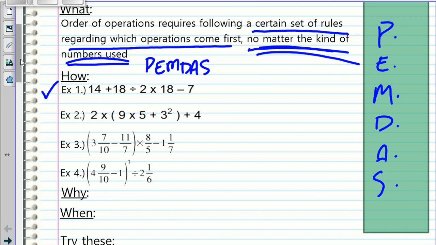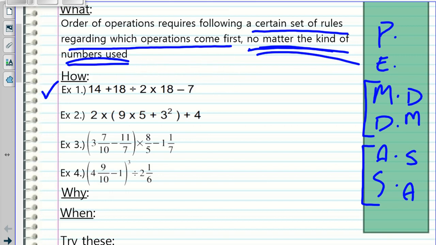Now, again, let me just remind you that multiplication and division are on the same level, and then addition and subtraction are on the same level, meaning this: should you see a multiplication and division operation in the same question, you do whichever one comes first. So it could be division then multiplication, and likewise it could be subtraction and addition. Okay, so having said that, let's try number 1.